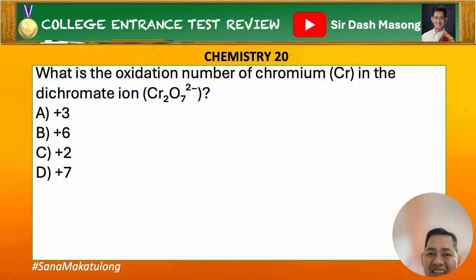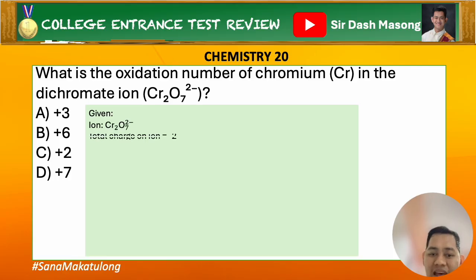Alright, sir, nalimot na. Okay, so paano nga ba to? Oxidation number. Recall natin, yung oxidation number ay yung charge an atom would have if all bonds were ionic. So ano yung binigay dito? Meron kang binigay na ion. Yung ion na binigay ay yung dichromate ion. Ayan. And then, from there, alam natin na yung total charge ng ion ay -2. Can you see it? Now, yung oxidation number ng oxygen, usually -2 yun.